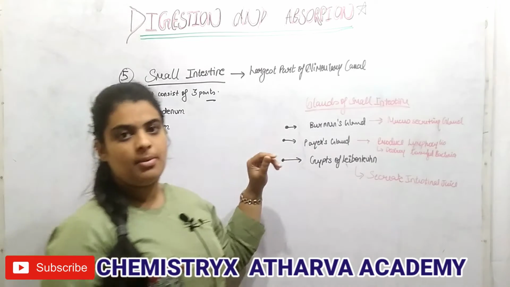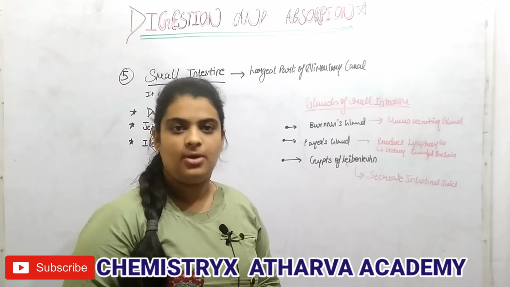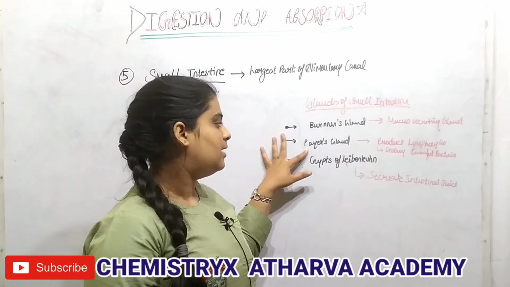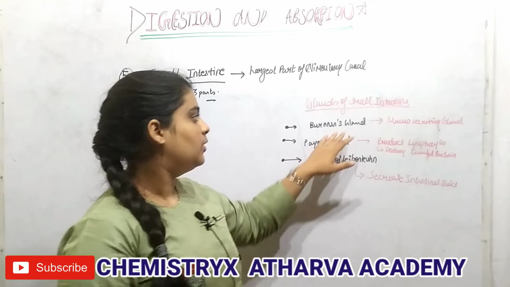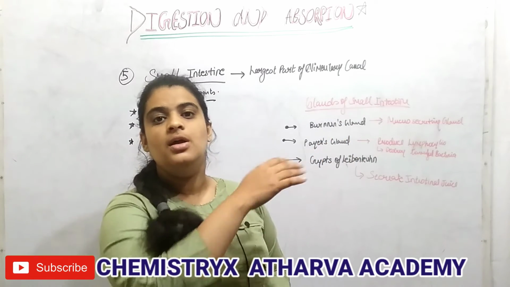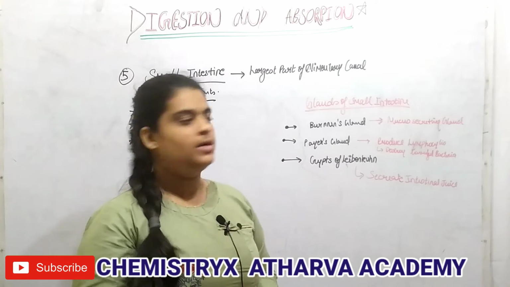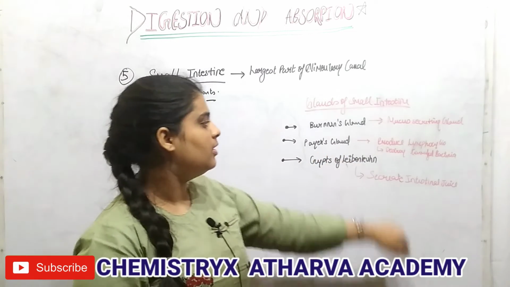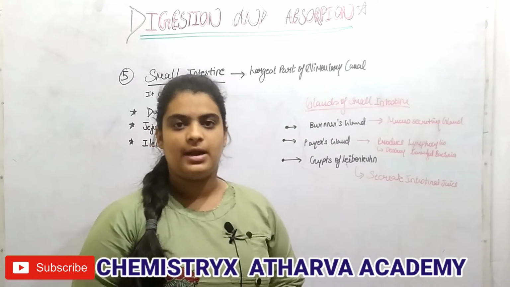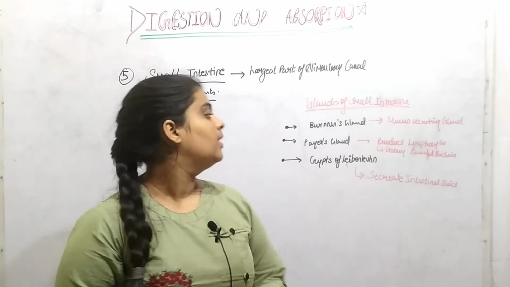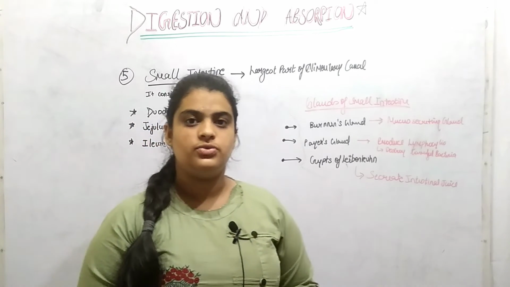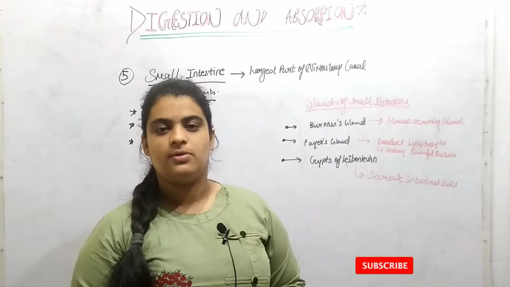Now we are going to talk about the glands that are present in the small intestine. So the glands are Brunner's gland, Peyer's patches and crypts of Lieberkuhn. Brunner's gland is a mucus secreting gland. It helps the chyme to move forward. Peyer's patches are lymphocyte producing tissue, and they destroy the bacteria that are present in our chyme. The third is the crypt of Lieberkuhn. It secretes intestinal juice to help absorb minerals and nutrients from the food.